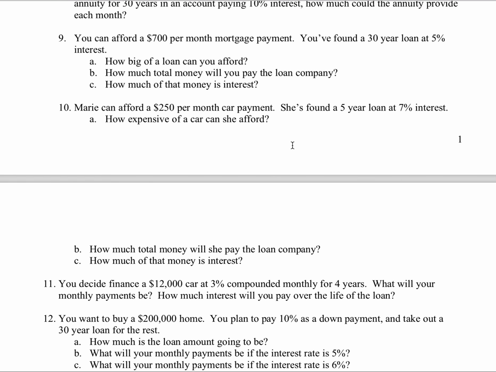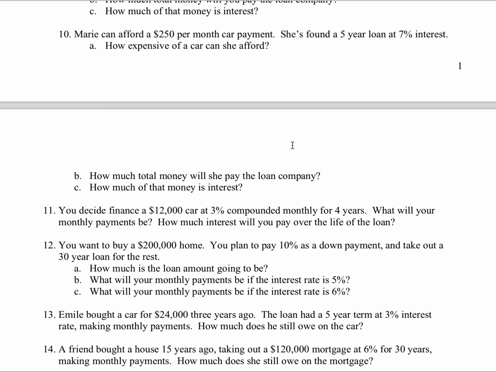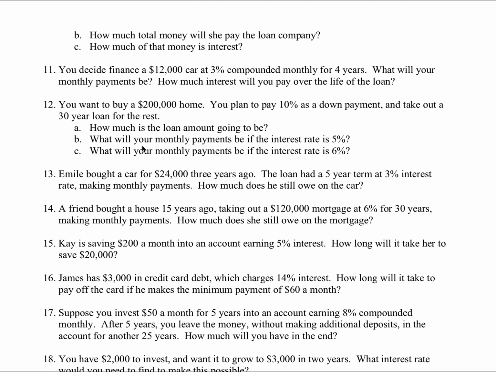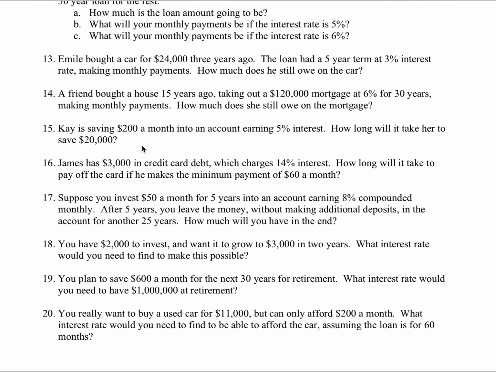So 9 follows suit with that. 10 follows suit with that. In 10, we're working things backwards. So if I'm going to have a $250 car payment, I am working that formula backwards. So I'm just plugging in 250 equals my payment formula. And the rest of these are all pretty straightforward.